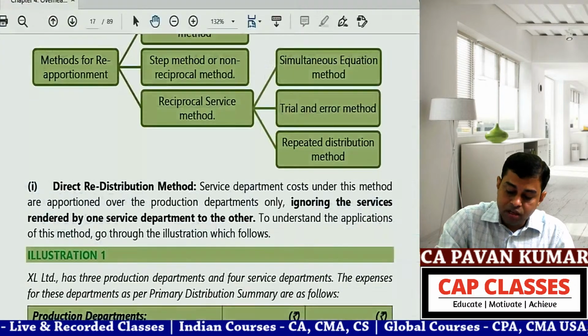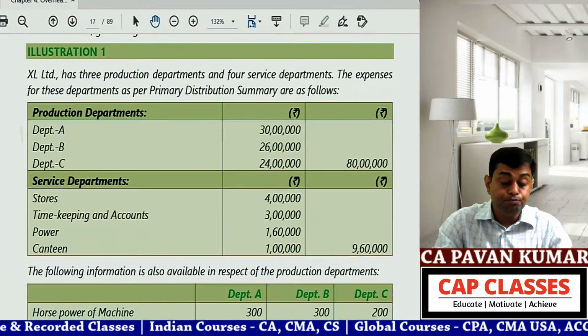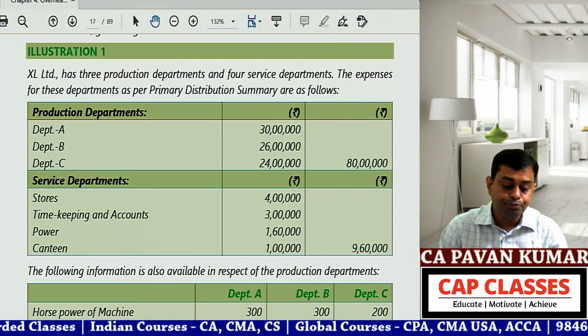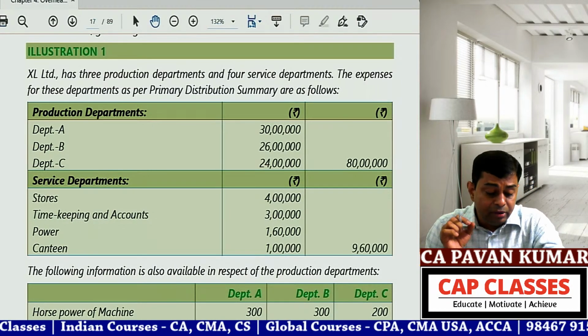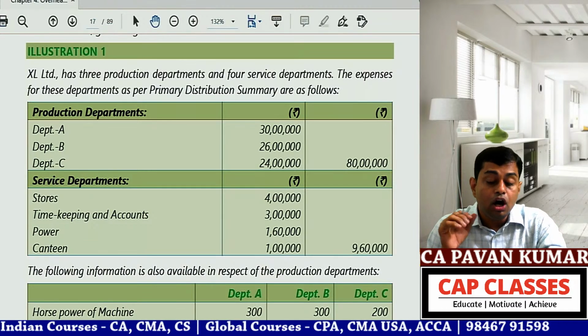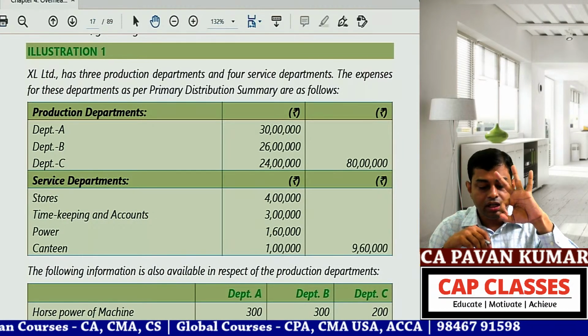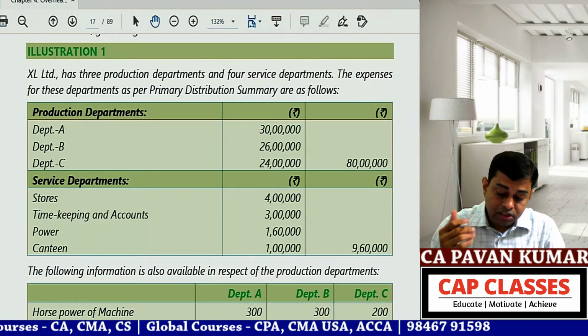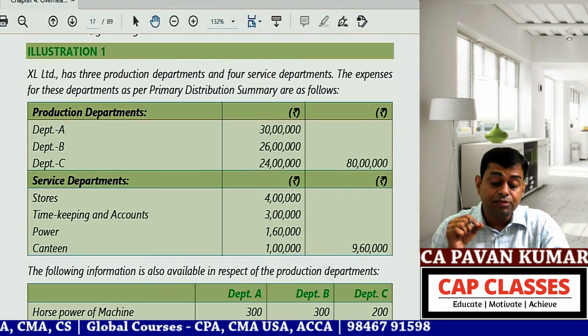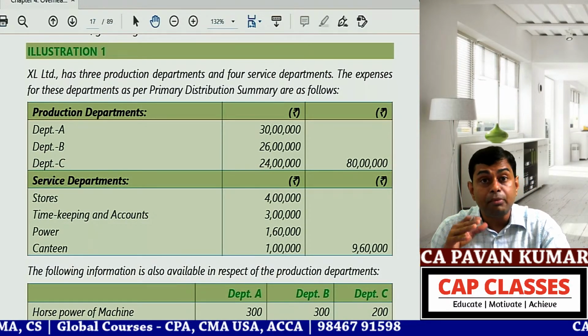Let us see problem number 1. Put the heading illustration 1. Open your ICI study material. XL Limited has 3 production departments and 4 service departments. How many production departments are there? 3. How many service departments are there? 4. The expenses of these departments as per primary distribution summary are as follows.